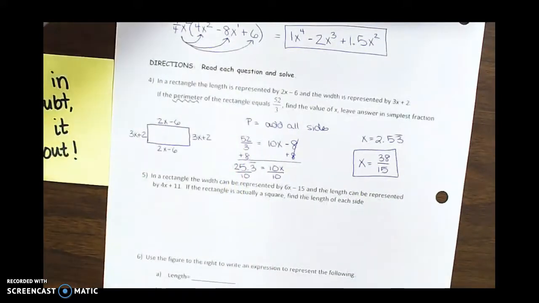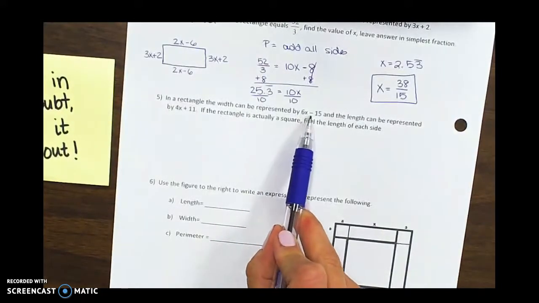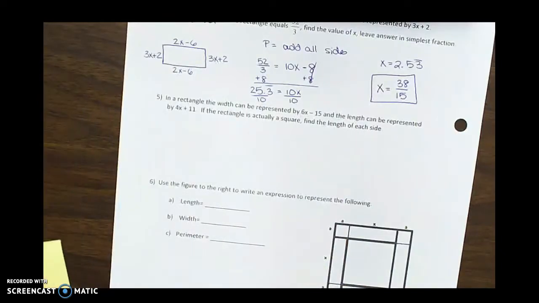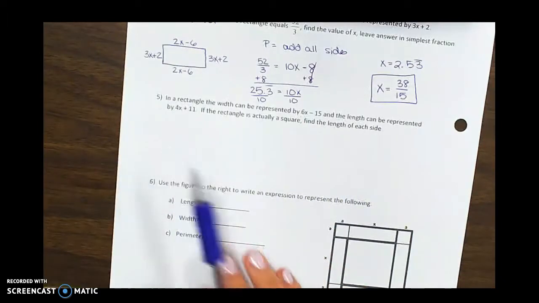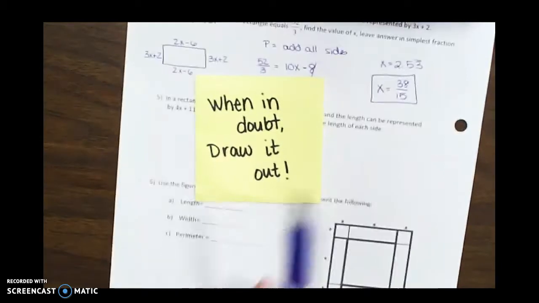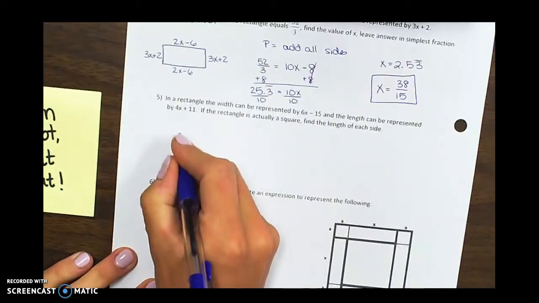All right, next up, number 5. In a rectangle, the width can be represented by 6x minus 15, and the length can be represented by 4x plus 11. If the rectangle is actually a square, find the length of each side. Okay, before we do anything, remember, when in doubt, draw it out. All right, so let's draw it out.